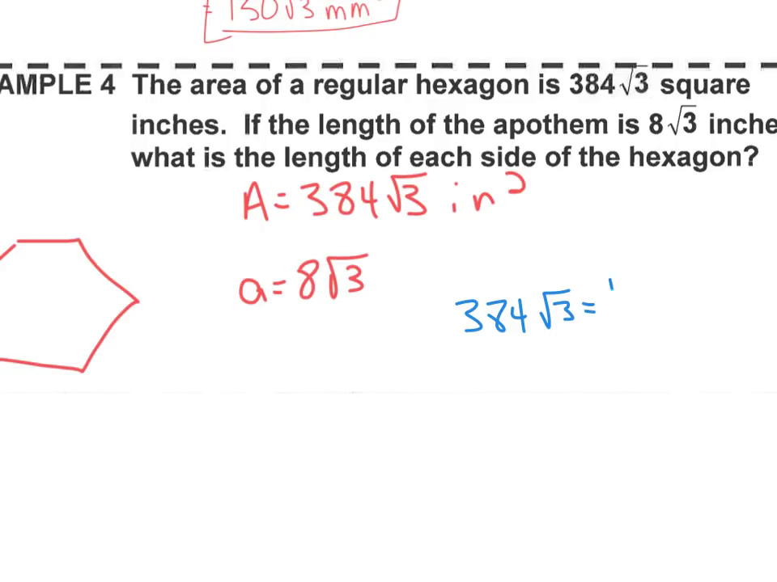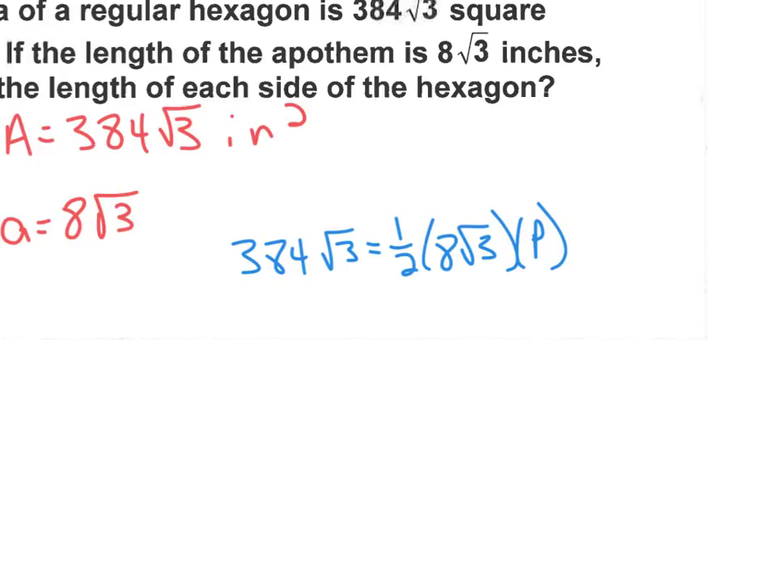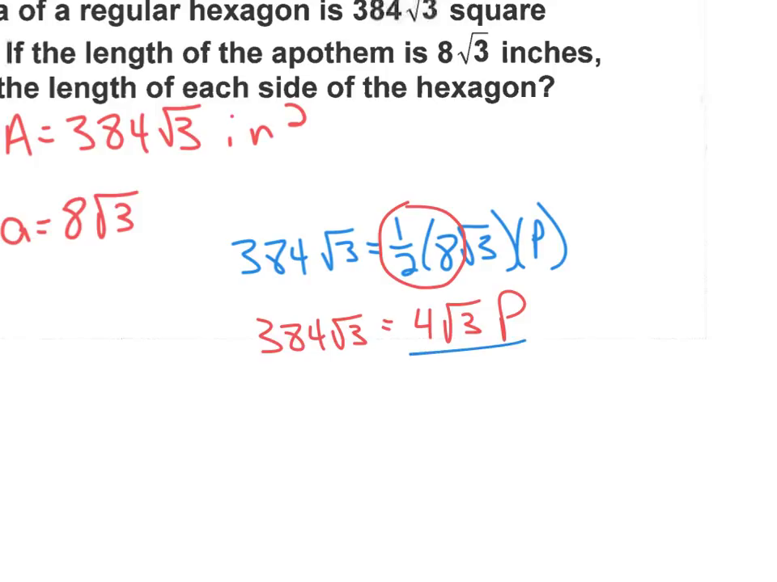I know that that equals 1/2 of the apothem, which is 8 square roots of 3, times the perimeter, which we don't know, okay? Now I'm going to go ahead and fix some of this because I know what 1/2 of 8 is. So 384 square roots of 3 is actually equal to 4 square roots of 3, and I'm just going to put P. Then to solve for P, I divide both sides by 4 square roots of 3. Now this works out pretty nice because now over here I just have P. The square roots of 3 cancel out, and that gives me 96.